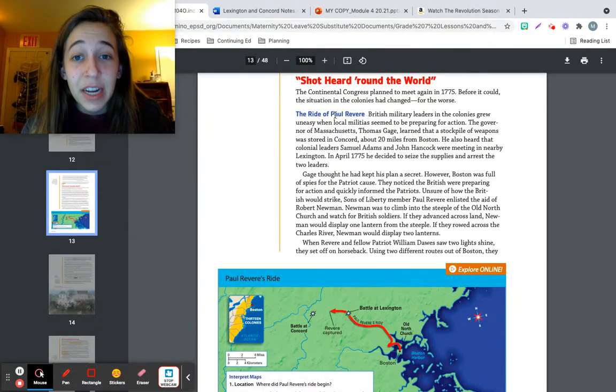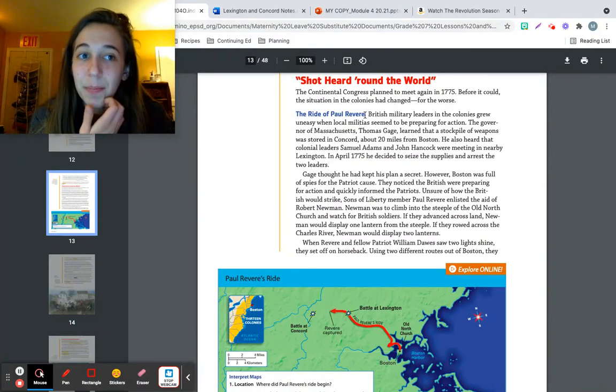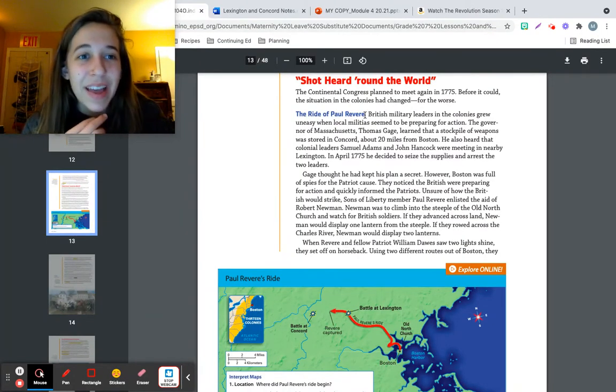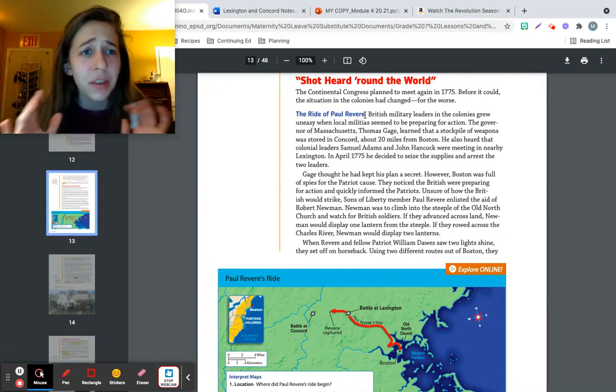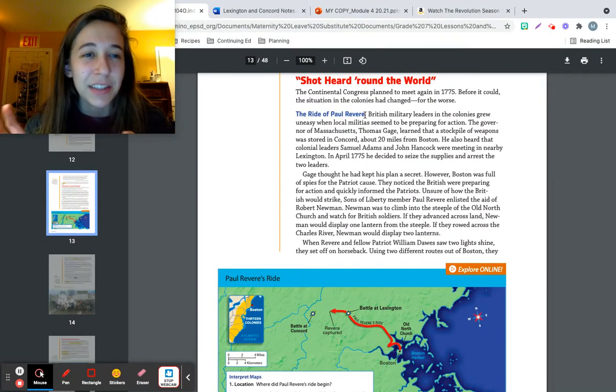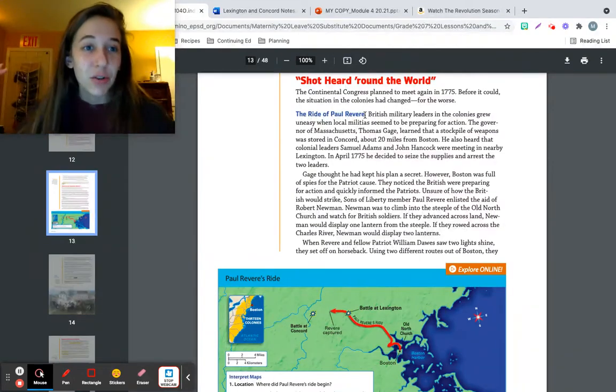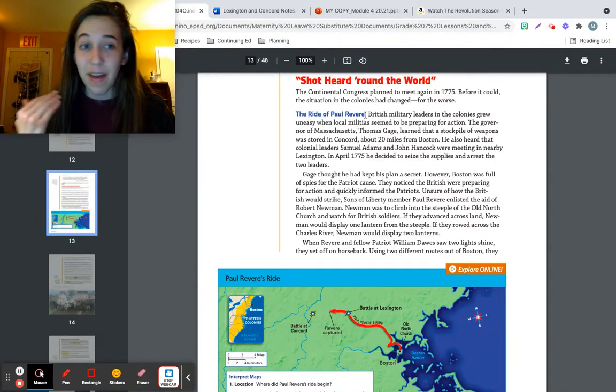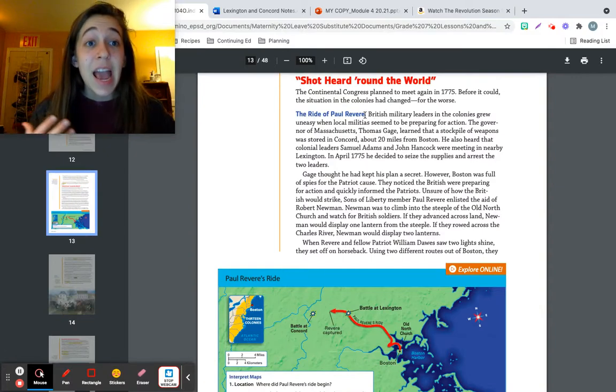Paul Revere is one of the Sons of Liberty, and he's the one that, if you've ever heard the phrase "the British are coming," that's attributed to him, riding out to the countryside to warn everybody for this first battle that the British were coming.